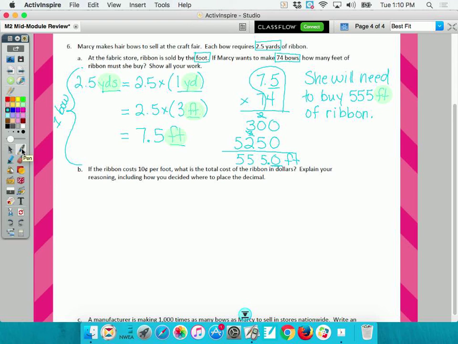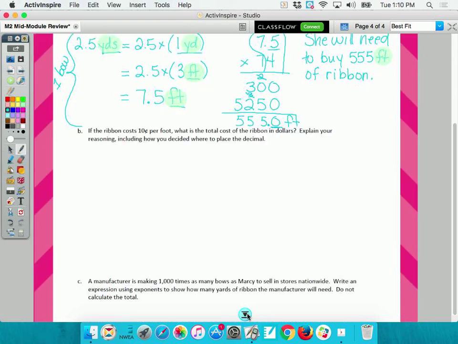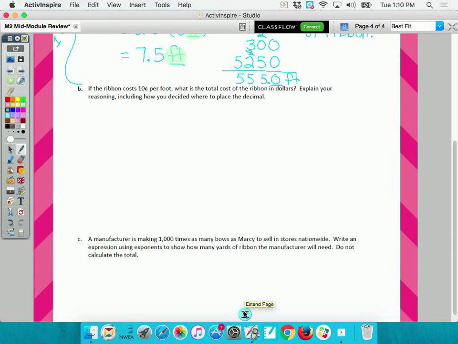This one's fun. It says if the ribbon costs 10 cents per foot, what is the total cost of the ribbon in dollars? Okay, so I need to know how many feet of ribbon. How many feet of ribbon? 555 feet.